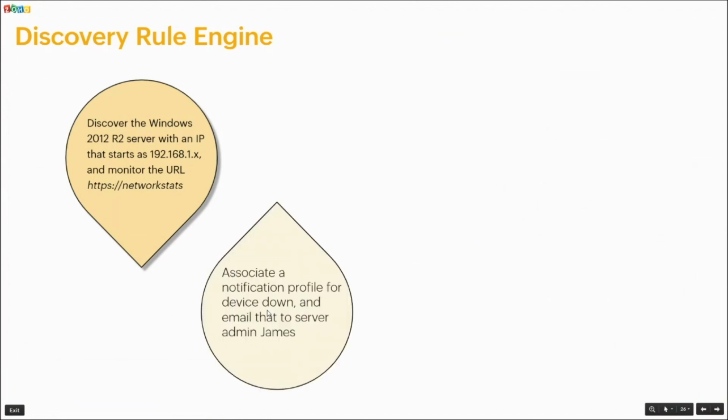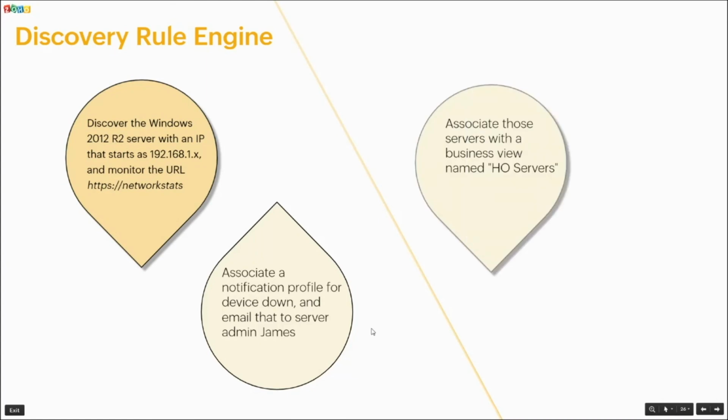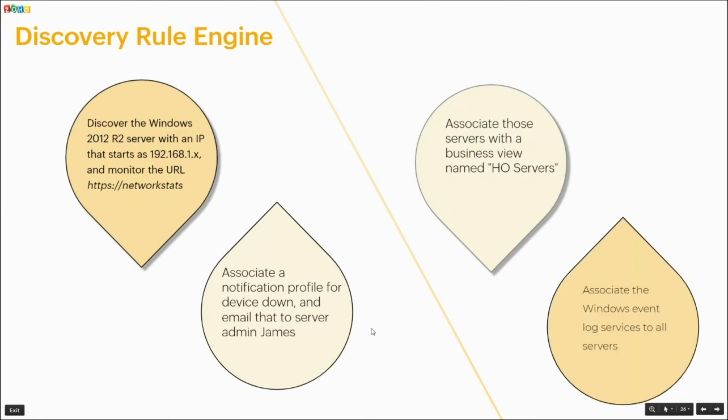And also, I have another condition where I want to associate a notification profile for device down and send an email to my administrator who's called James. The third option which I want to do is associate these servers to a specific business view named HO, for my head office servers. And the fourth action which I want to do is associate Windows event log monitoring to all these servers. So I want all these four actions to be done during the discovery itself.